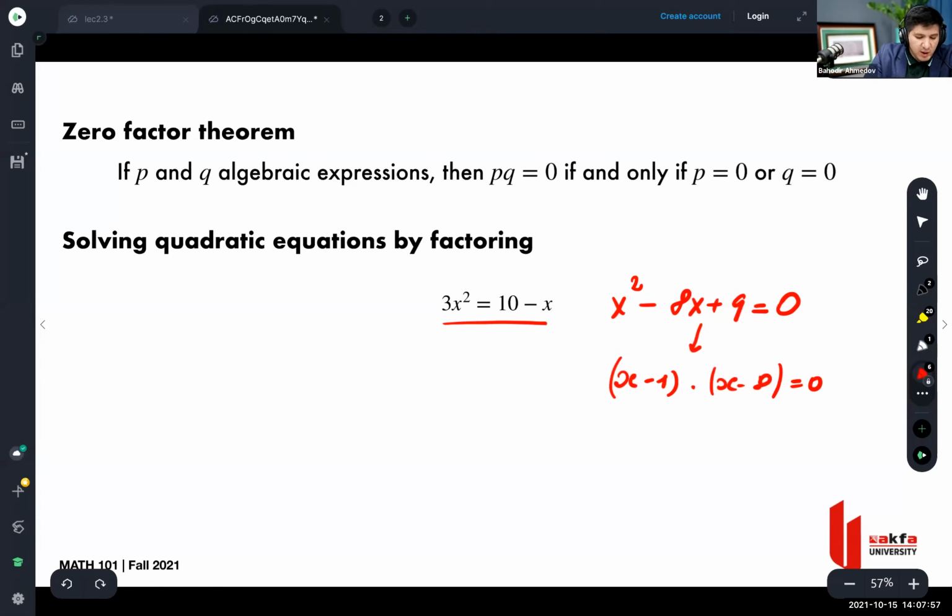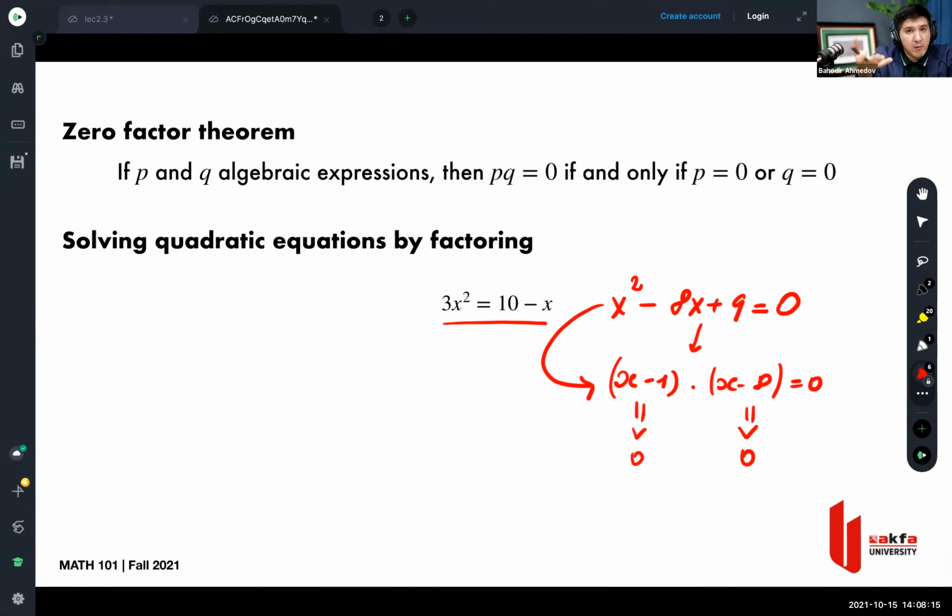Well, we can factorize this, okay? And x minus 1 times x minus 8 is equal to 0. It means only two things, right? Either this is equal to 0, or this is equal to 0, okay? So this process, when we write down the quadratic equation as the multiplication of two linear expressions, is basically called factorization.